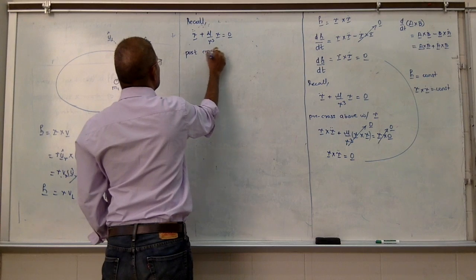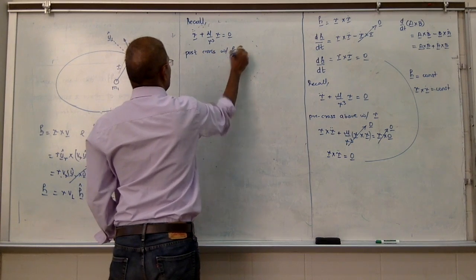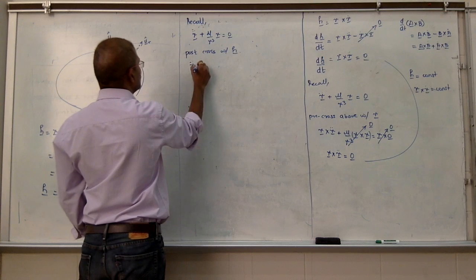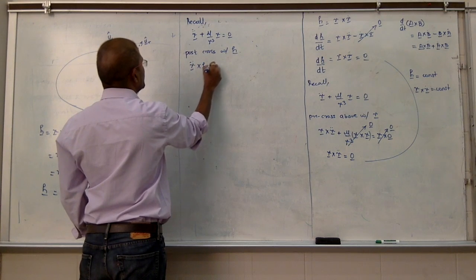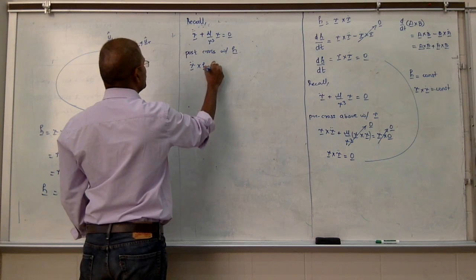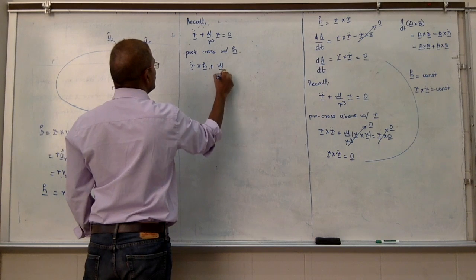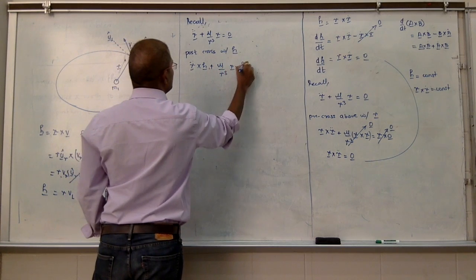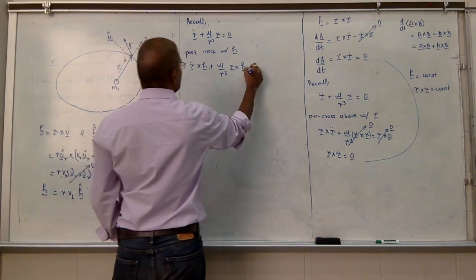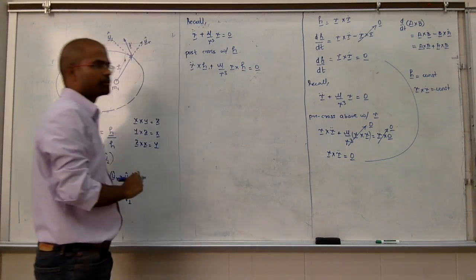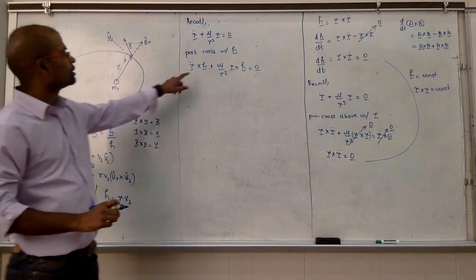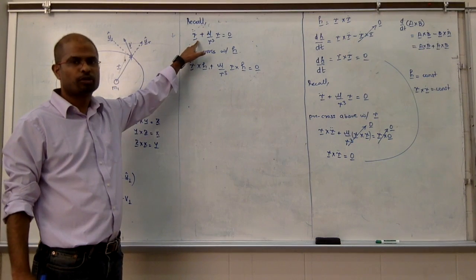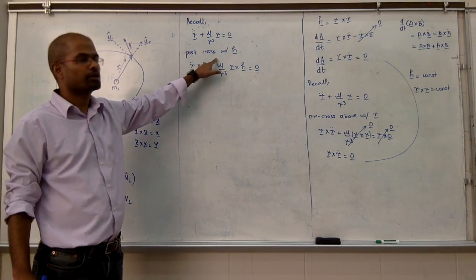So post cross with H. What that means is you just do r double dot cross with h is equal to h plus mu over r cubed r cross with h is equal to, just keep this as 0. So what I've done is, this is the two-body problem. We're trying to find a solution to the two-body problem. The first step is cross it with h.